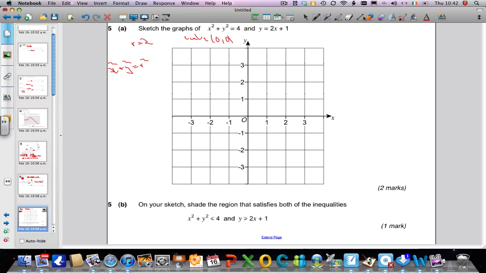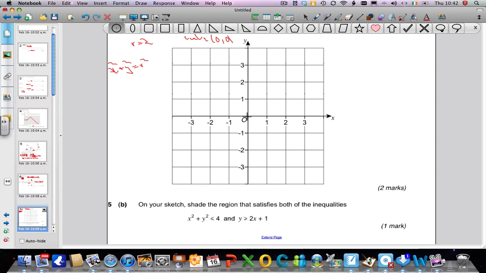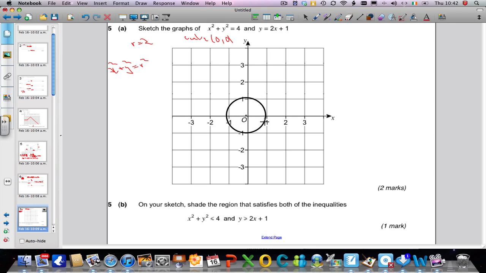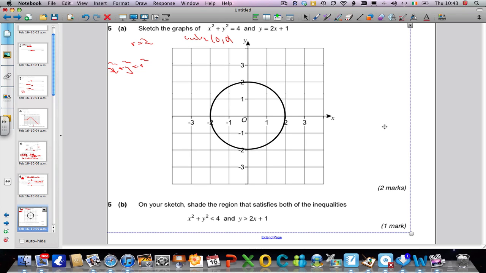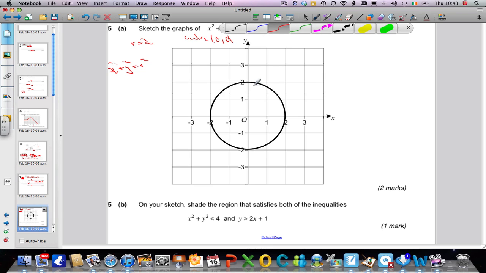So I'm going to draw a circle with radius 2. I'm going to use my circle tool. Hopefully this works out nicely. That's not too shabby. Right, so we have a circle of radius 2, and I have to draw in y equals 2x plus 1, which is a straight line graph with gradient 2, and it cuts the y-axis at 1. So the y-intercept is 1, the gradient is 2, and we can just draw that in.